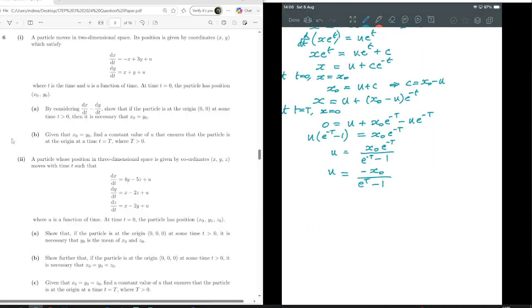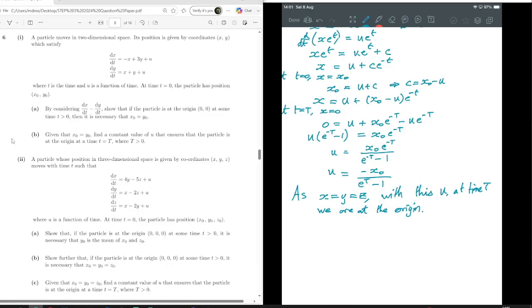So then as x equals y equals z, with this u at time capital T, we are at the origin.